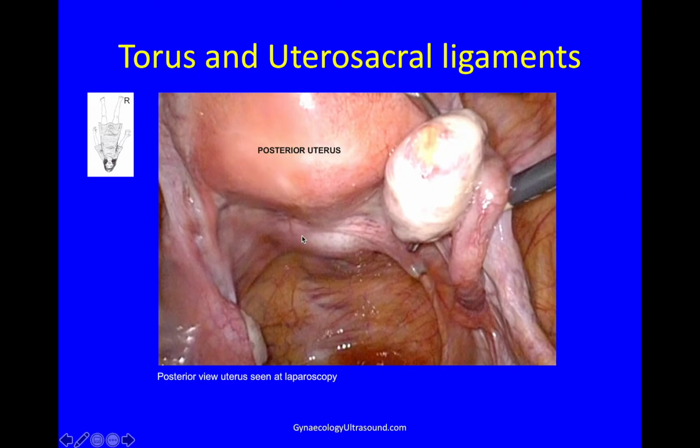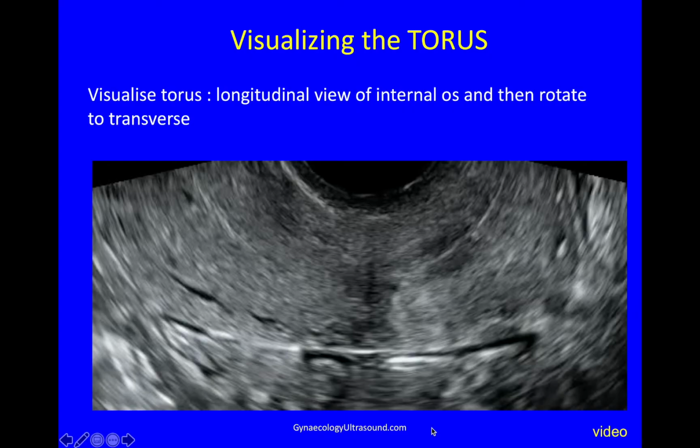It's the other way around to an ultrasound. Posterior aspect of the uterus. This is the torus, and the torus is where the uterosacral ligaments insert on the back of the cervix. So this is torus, right uterosacral, left uterosacral ligament, and these tissues become affected by deep endometriosis very commonly. This is the pouch of Douglas. Just here there's the space between the back of the cervix and the vagina and the bowel, which is just out of view there. So deep endometriosis.